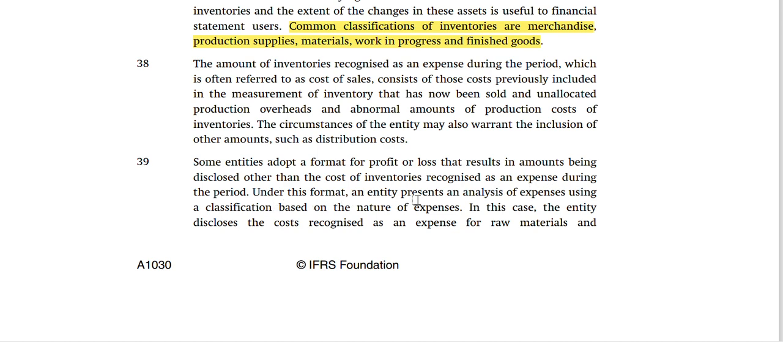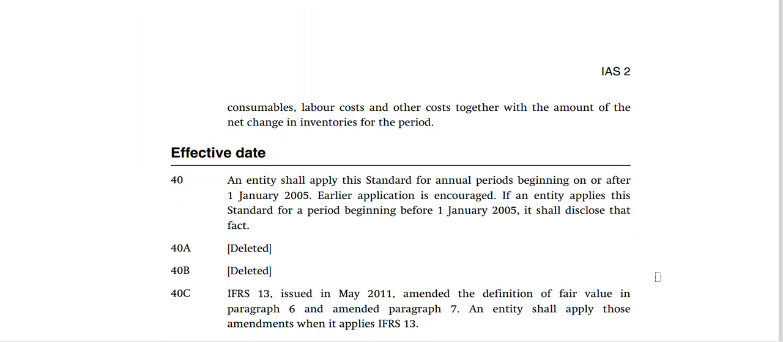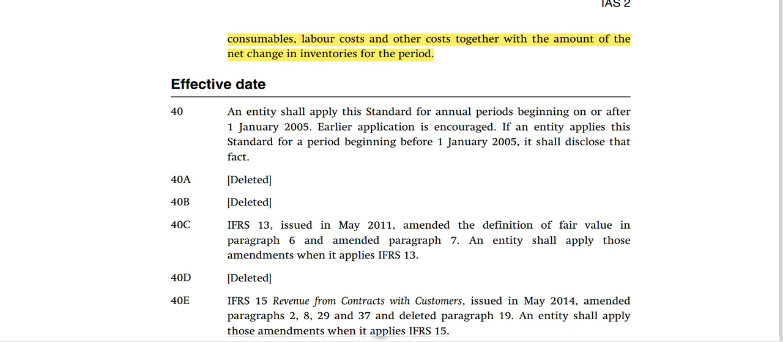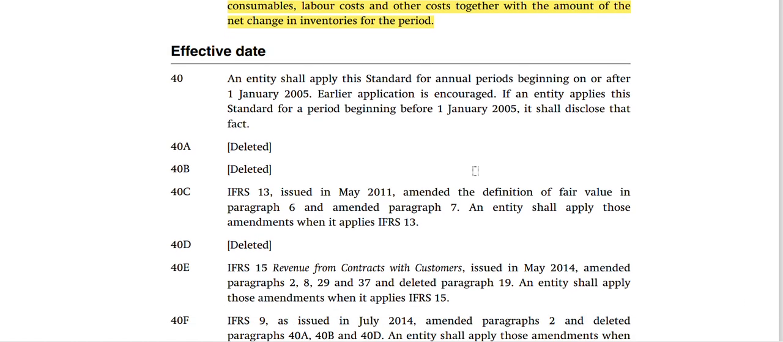Under this format, an entity presents the analysis of expense using the classification based on the nature of the expense. In this case, the entity discloses the cost recognized as an expense as raw material and consumables, labor cost, and other costs, with the amount of the net change in inventory for the period. So that takes us to the end of the most important things that we needed to understand when it comes to the standard on inventory. Now let's just look at the effective date.